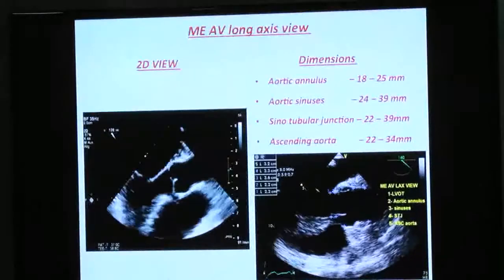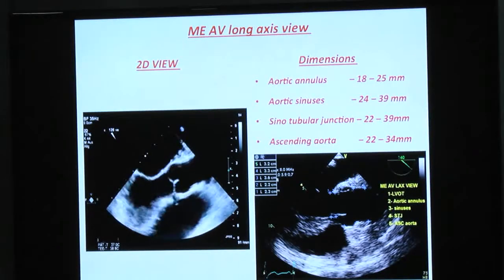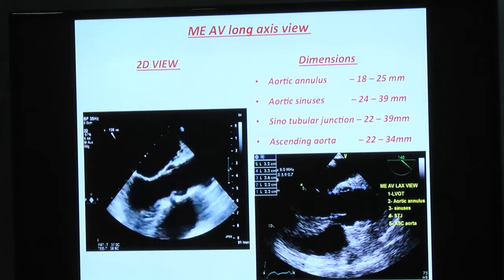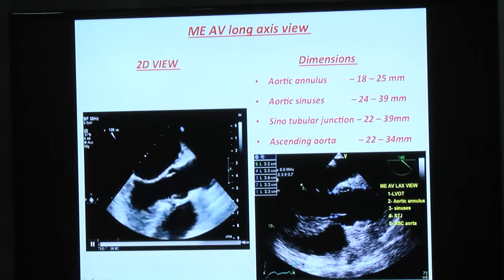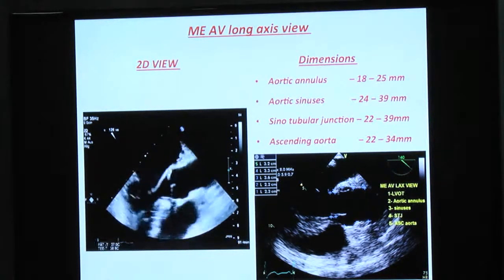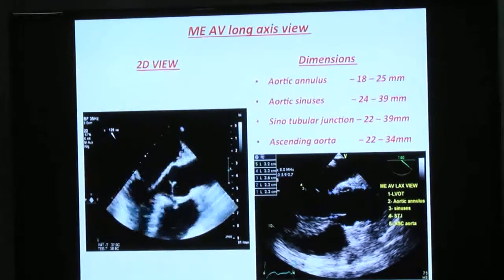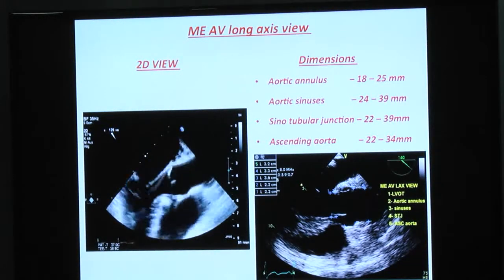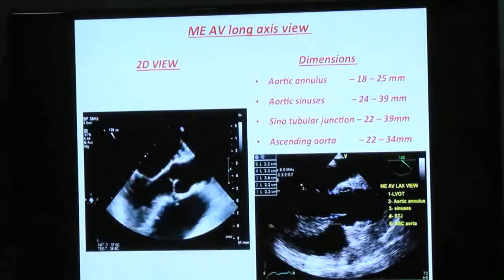The most important thing for us is to assess the annulus size. The surgeon wants to know the size of the valve, how big the annulus is. So these are some of the important measurements to take across the aortic annulus, aortic sinus, sinotubular junction, and the ascending aorta, and inform the surgeon about the aortic annulus, and then he chooses the valve of his choice to replace it, or if he wants to repair it, he can go ahead and repair it.